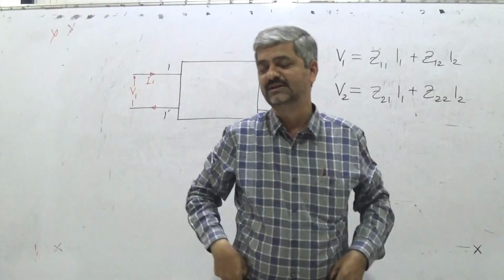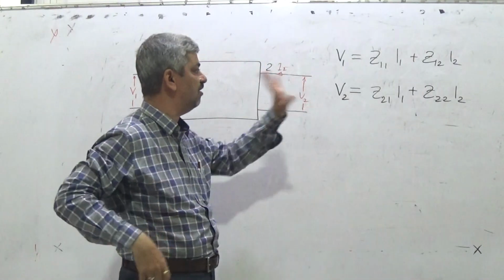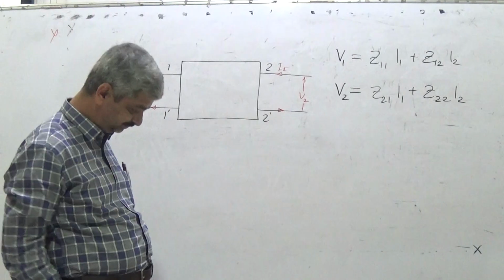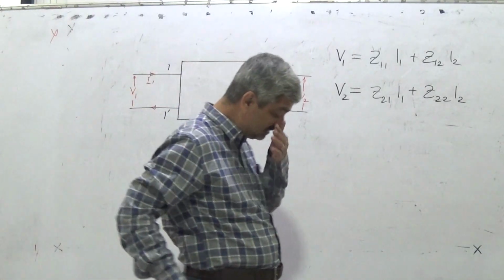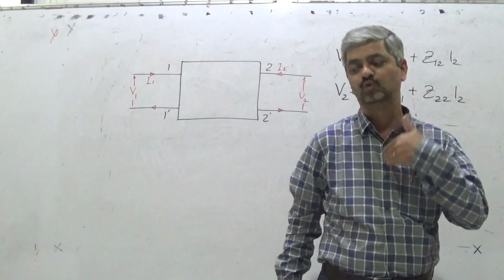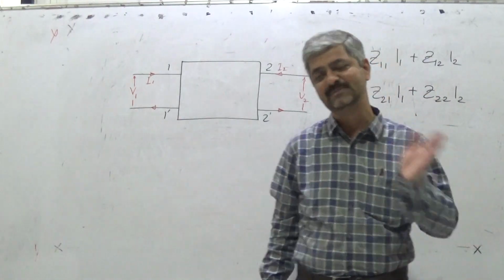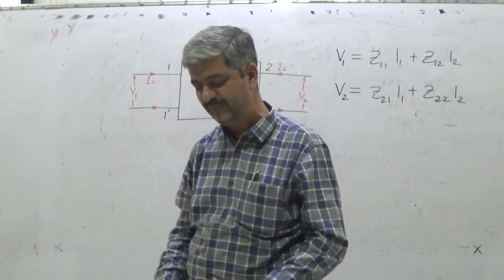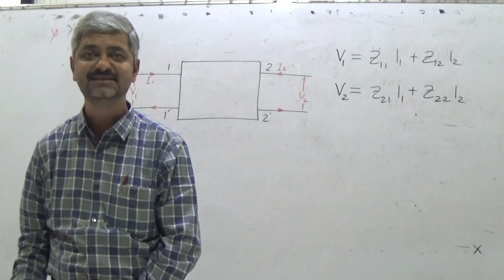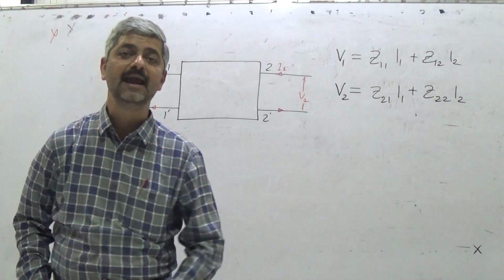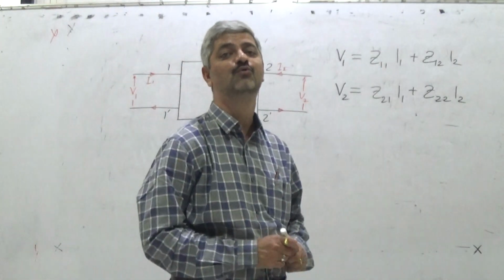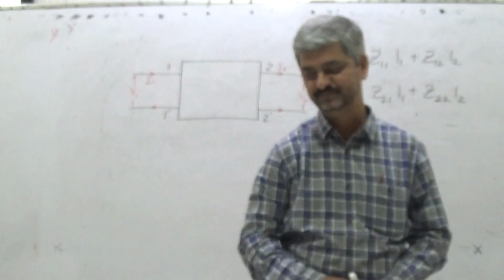So voltages are expressed as linear combination of currents. Now this is one way of expressing two-port network parameters. There are multiple ways. The next way of expressing is called as admittance parameters or Y parameters.